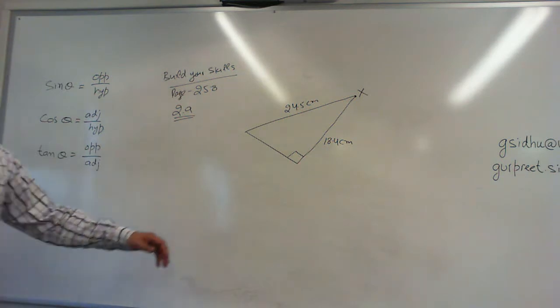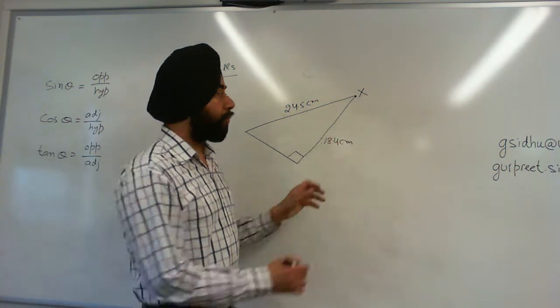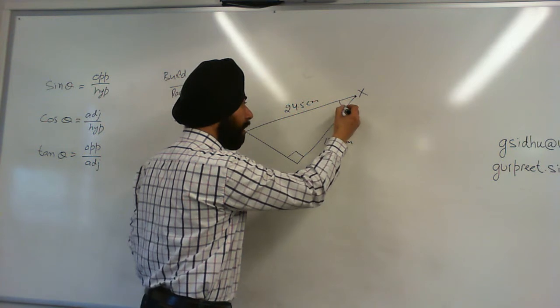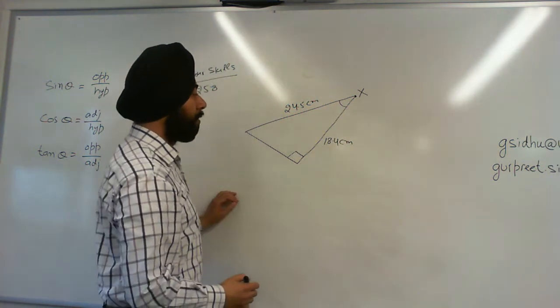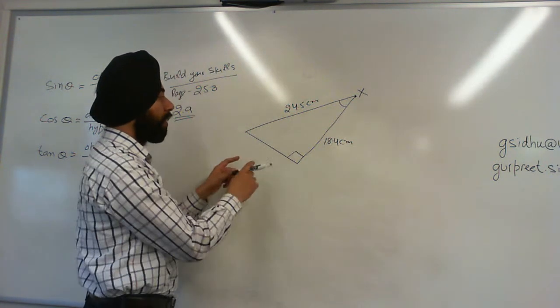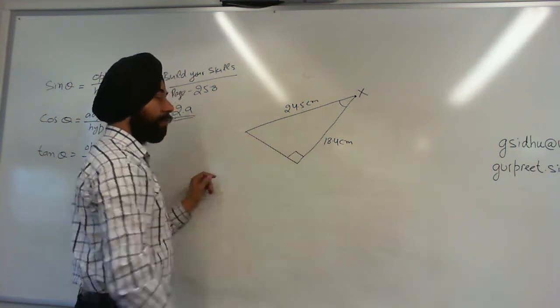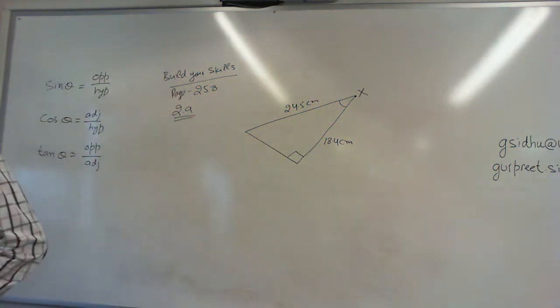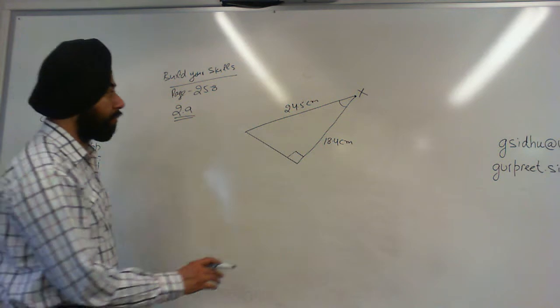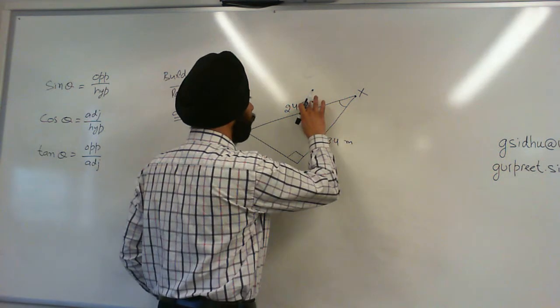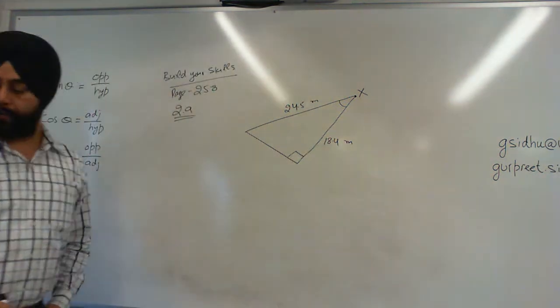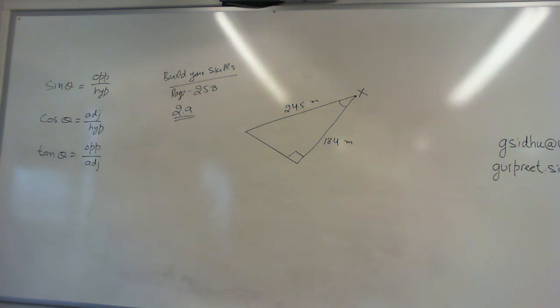Remember that capital letters are used for the angles. That means this is the angle X. We use small letters like A, B, C for the side lengths and capital letters for the angles. So you have to find the angle, and the lengths are not in centimeter, they are in meters. So this is 18.4 meters and 24.5 meters.